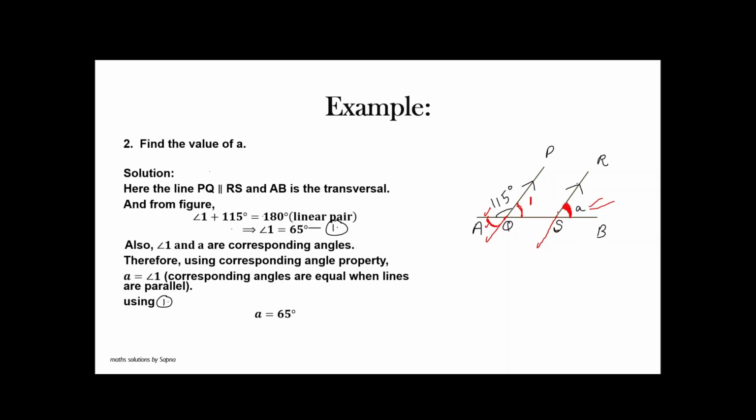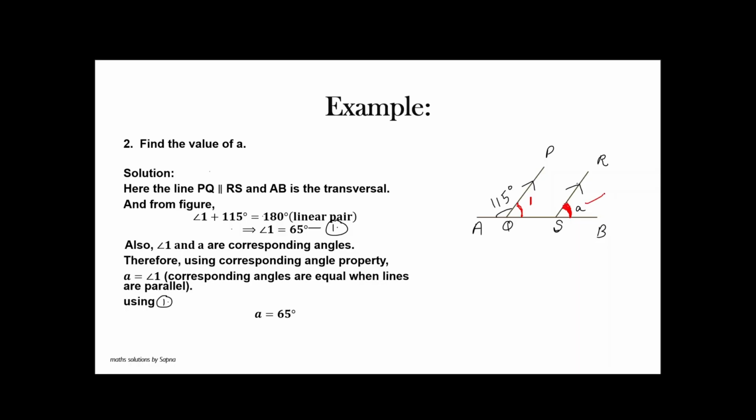Now moving to the third step that we just discussed: whenever the missing angle is not directly related to the angle given in the question, what do we do? We see if there is any angle in the question that we can use that has a direct relationship with A. Yes, there could be multiple angles, but I am using this one.